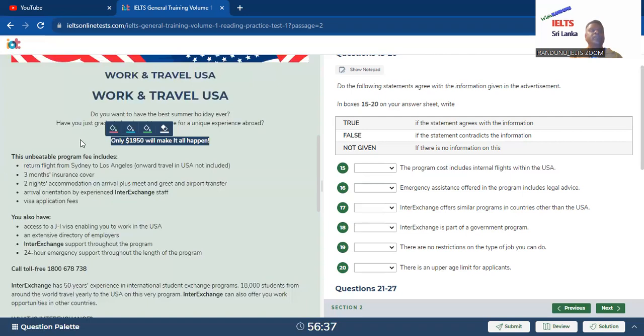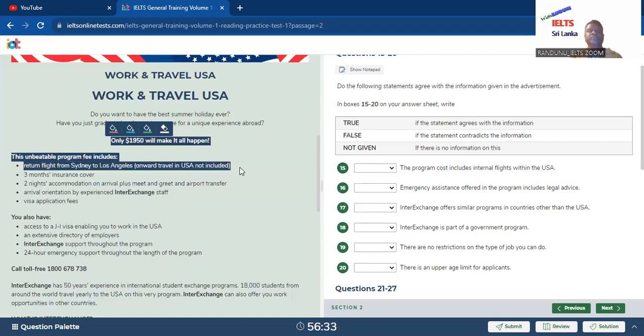Okay, if you read up to here, you will find the answer. What's the answer? Only these 3 lines you can read.